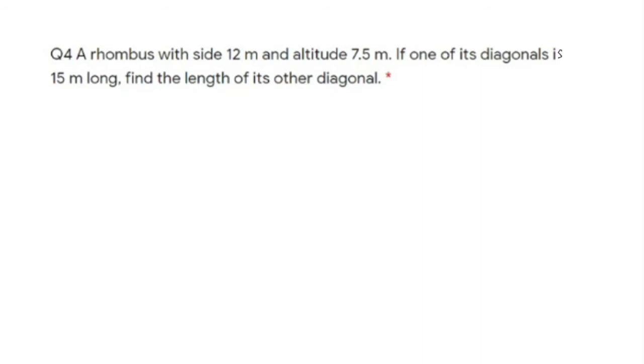A rhombus with side 12 meter and altitude 7.5 meter. If one of its diagonals is 15 meter long, find the length of the other diagonal. Now remember children, the rhombus is also a parallelogram. So we first find the area of this rhombus using the formula for parallelogram, where one of the sides is 12 and the corresponding altitude is given as 7.5, right?